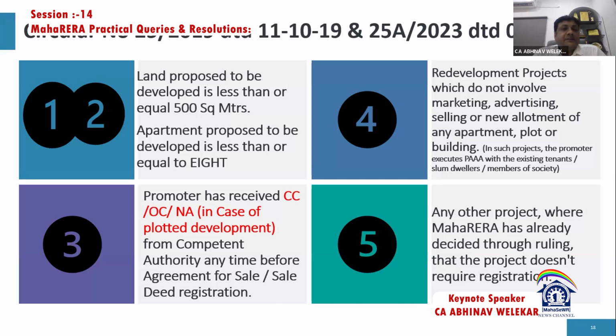Then in this circular, a very important thing has been specified regarding the plottable project. What it says is that if the promoter has received CC or OC or NA in case of plotted development from the competent authority, any time before agreement for sale or sale deed registration, then such projects are also exempted. As we have seen in the proviso of the sections, there it was specified that only 3 conditions were there which specified the exemption.